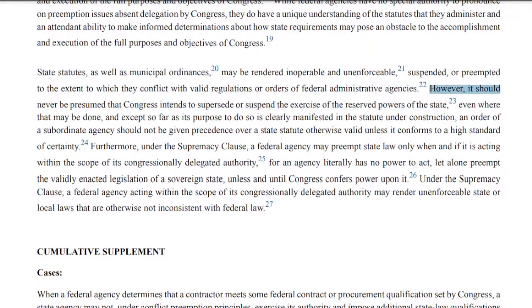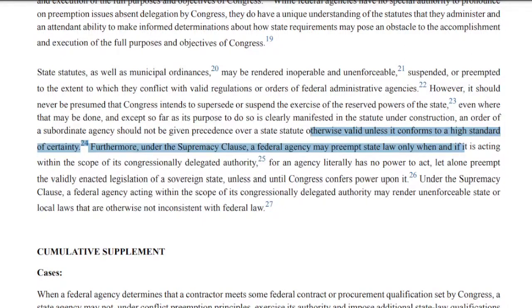Okay. However, it should never be presumed that Congress intends to supersede or suspend the exercise of the reserved powers of the state, even when that may be done, and except so far as its purpose to do so is clearly manifested in the statute under construction, as an order of a subordinate agency should not be given precedence over a state statute, otherwise valid unless it conforms to a high standard of certainty.